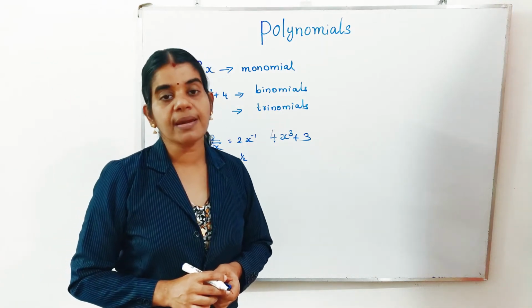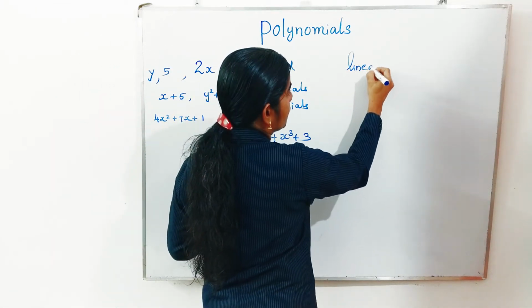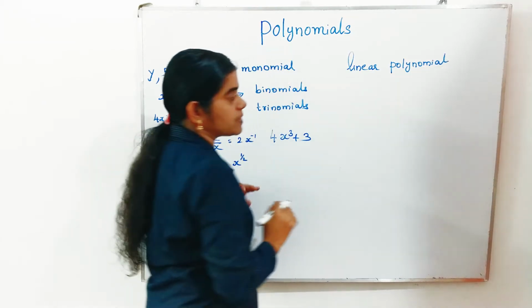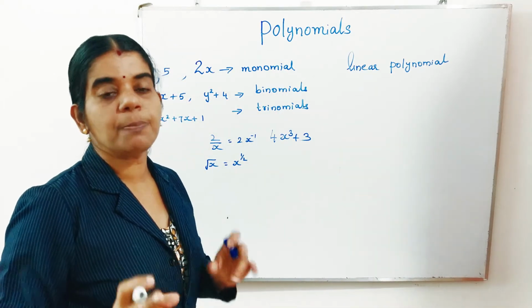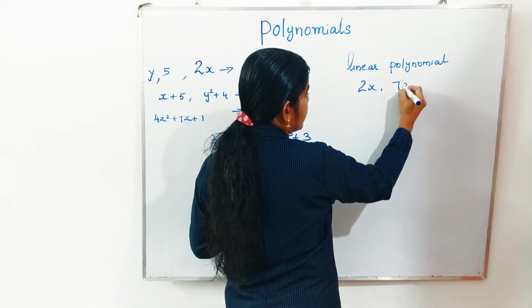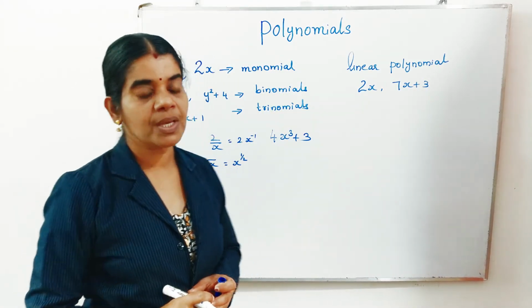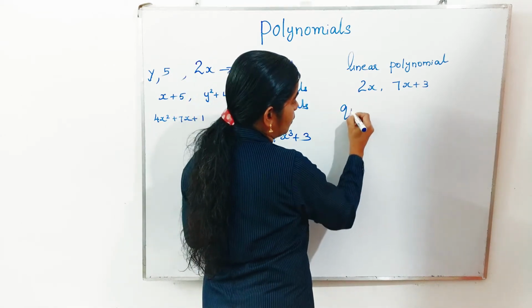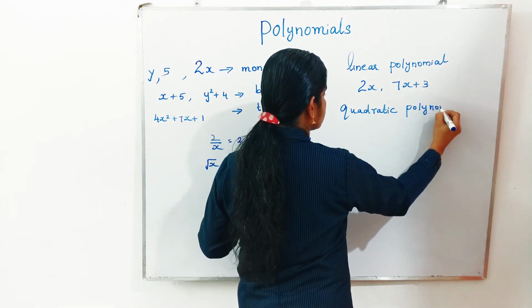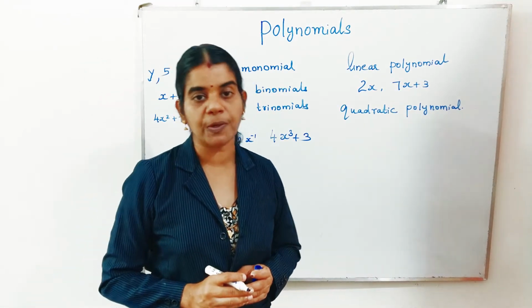Based on the degree, we classify polynomials. Linear polynomial means the highest power of the variable is 1. Such polynomials are known as linear polynomials. For example, 2x, 7x plus 3. Here all the variables' power is 1. All of these come under linear polynomials. Next one, quadratic polynomial. If the highest power of the variable is 2, that is known as a quadratic polynomial.